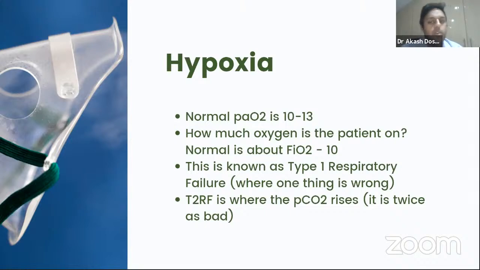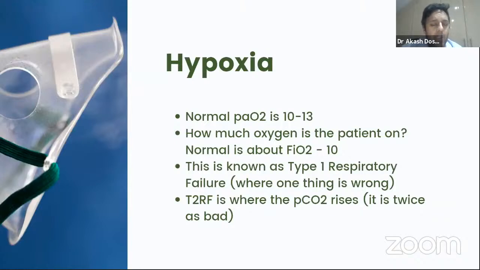Hypoxia. The normal PO2 is about 10 to 13. We define type 1 respiratory failure, where there's hypoxia or one thing wrong, as a PO2 of below 8. That said, it will depend on how much oxygen the patient is on. What we say is normal is about the FiO2 minus 10. By the FiO2, I mean the fraction of inspired oxygen. For example, a non-rebreathe mask gets about 80-ish%. Your Venturis tell you what percent. Your nasal cannula can be quite variable, but around about 28%. Ultimately, that minus 10 is a quick and easy tool to work out roughly what you're expecting the PaO2 to be.